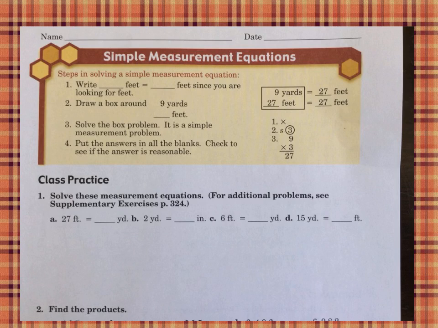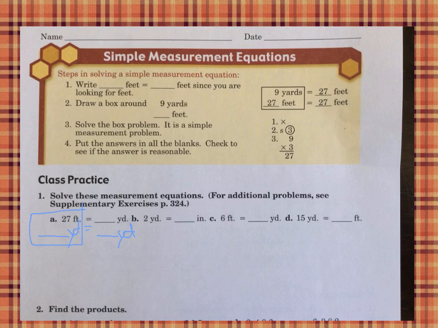Okay, so the first one, the answer is in yards, so we're going to change everything into yards. I'll put a yards right there, bring down the blank, bring down the equal sign, and I'm changing 27 feet to yards. And so we're going to box this because that's what we're changing. Go ahead and do all that, make it much neater than mine.